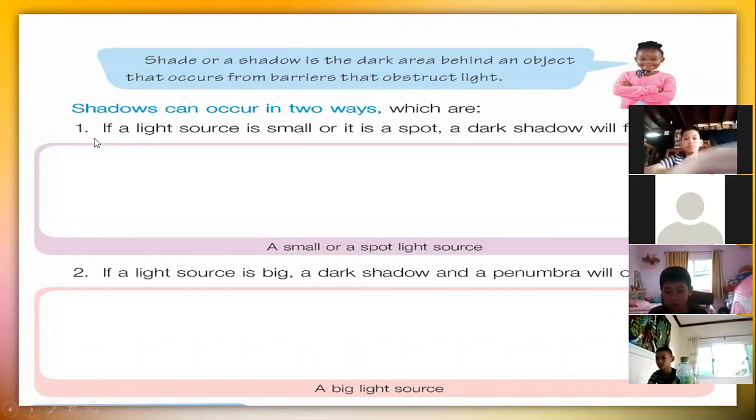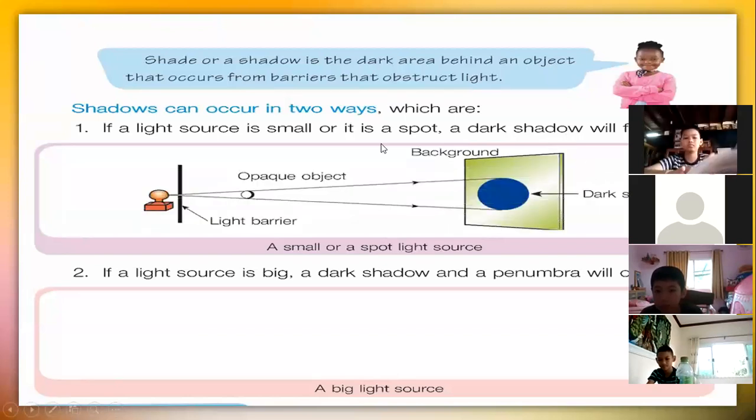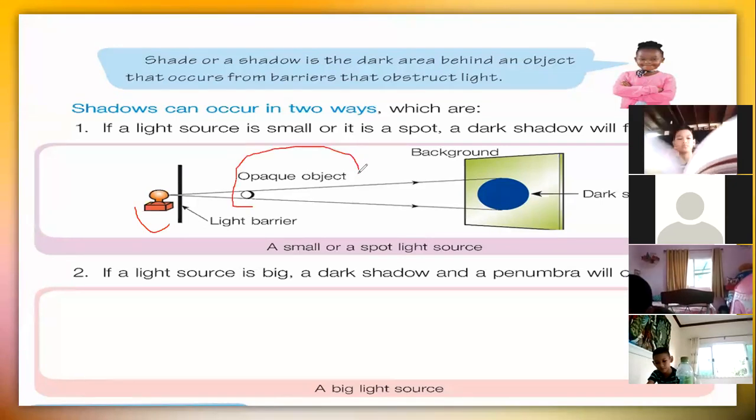If a light source is small or it is a spot, a dark shadow will form. Like here, for example, you can see in the picture we have a light source. If the light source is small and there is a light barrier, and in between you can see an opaque object, the light cannot pass through that object. So what will happen? The light will pass by the sides of the opaque object.